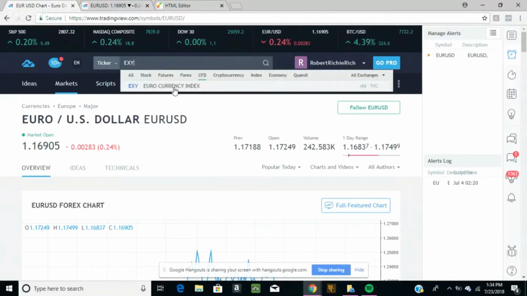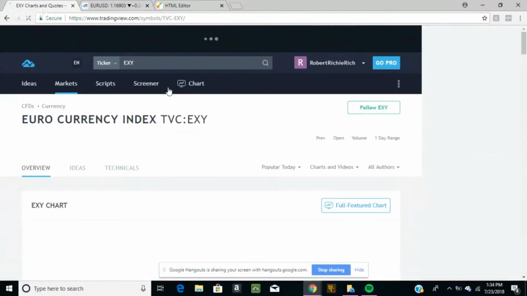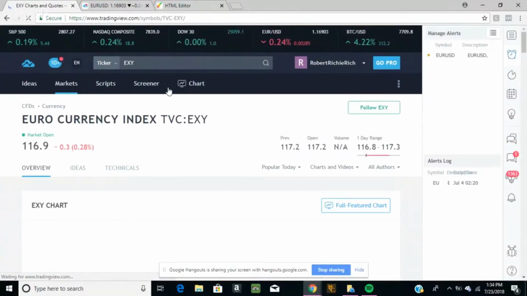So as you see right here, it says Euro Currency Index. This Euro Currency Index is going to allow me to know if this currency is strong or weak. Okay. Now, one thing that I do want you to know is that we keep track of this whole number. This is the value of the euro. Okay. So that 116.9 is the value of the euro. Now, the next key thing is this percentage right here.